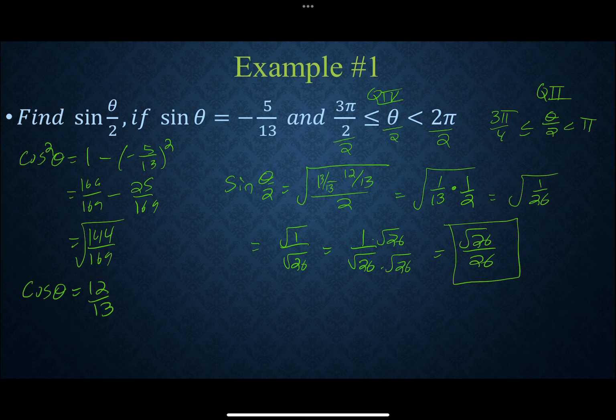Again, sine of a single theta was negative because theta was in quadrant 4, and for the half angles, it's necessary to cut the original quadrant information in half to find the theta over 2 quadrant. So that's what we're cutting in half, recognizing this exists in quadrant 2. And in quadrant 2, sine is positive, so we chose the positive square root expression.